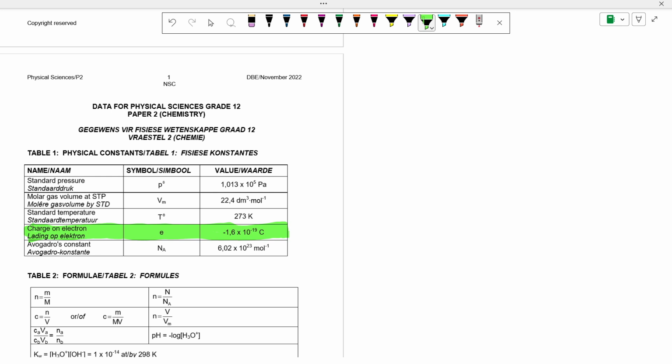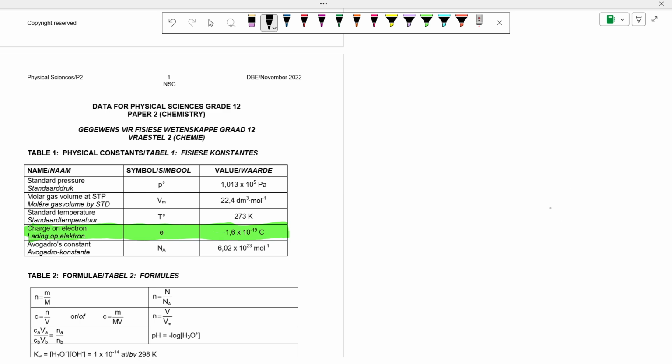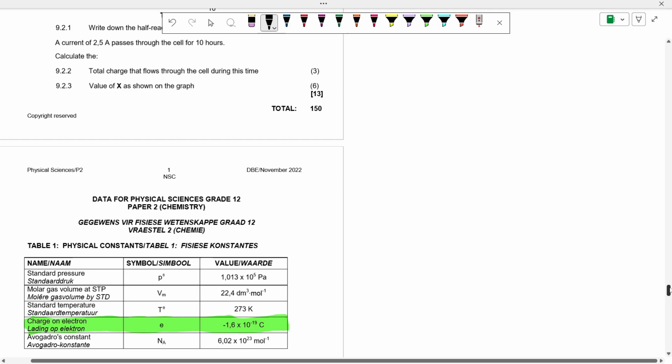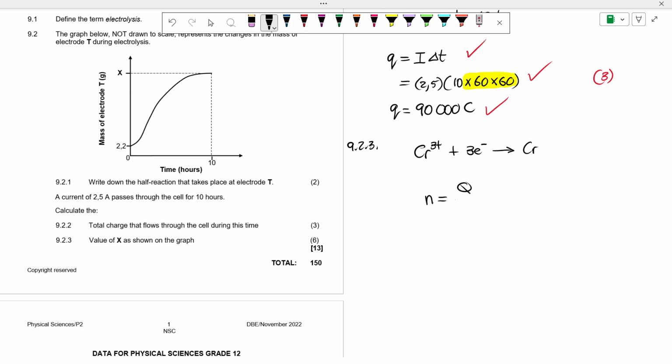So it's going to be N is equal to Q over E. Then we can substitute our values. The value of E is in the information, by the way. So N for electrons is equal to Q over Qe, or just E. Then I substitute. Now I'm going to specify that I'm finding the number of moles of electrons.